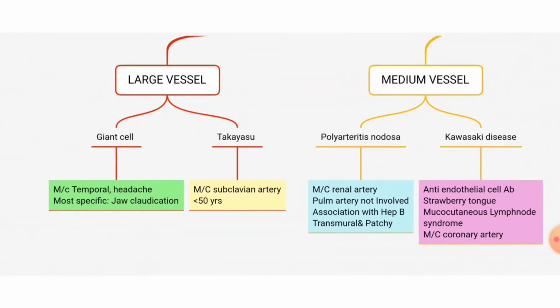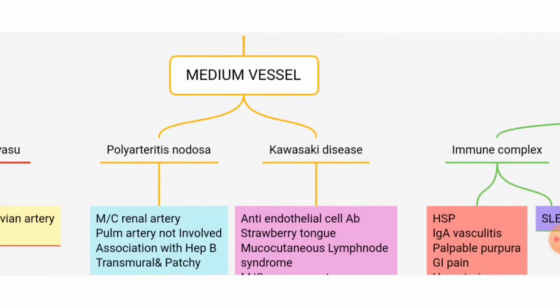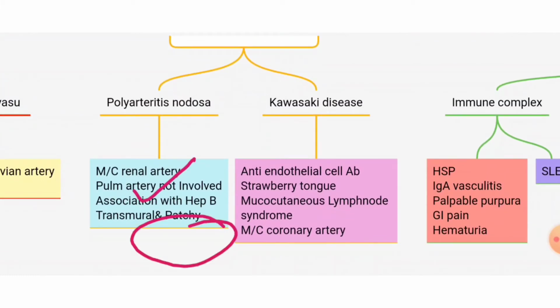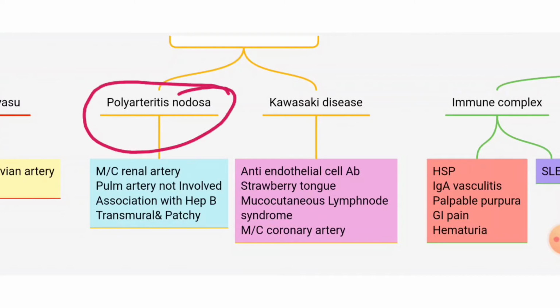Now let's talk about medium vessel vasculitis. In medium vessel vasculitis, we have polyarteritis nodosa. Most common involvement will be of the renal artery, and in the question it will be mentioned that the pulmonary artery is not involved, and it is very regularly asked which infection it is associated with. So it is hepatitis B, and it will be transmural and patchy.